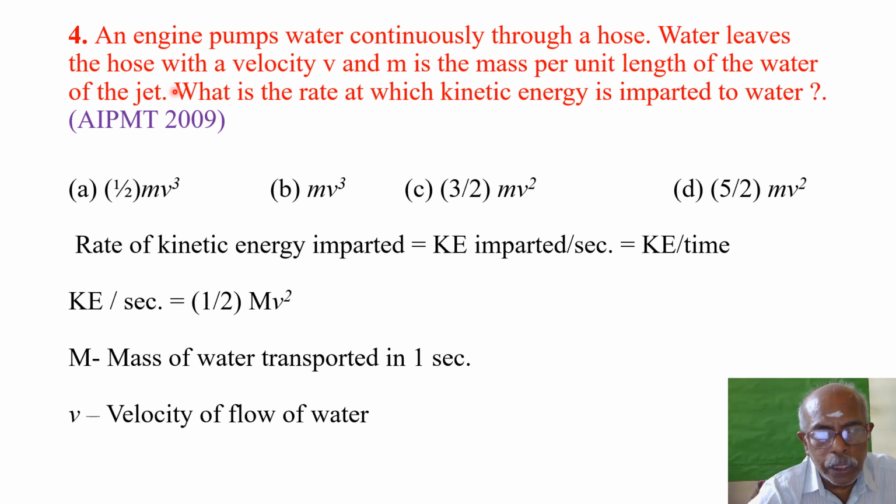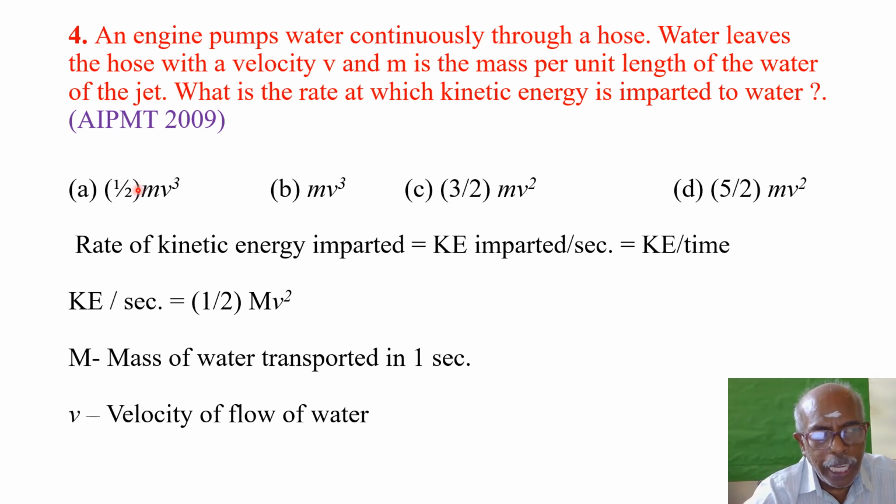Water leaves the hose with a velocity v, small v, and m is the mass per unit length of the water of the jet. What is this? This is small m. The small m is the mass per unit length of water of the jet. What is the rate at which the kinetic energy is imparted to water? This is the question. This question has been asked in the year 2009 in the AIPMT. What is this? All India Pre-Medical Test.